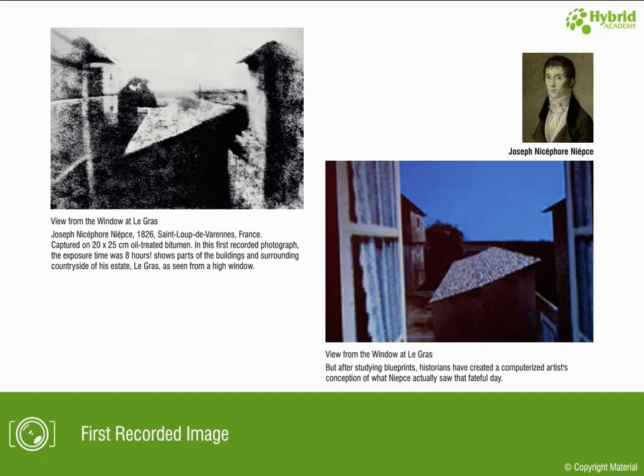The image on the right-hand side is the morphed image created by historians after studying the blueprint, conceptualizing what Joseph would have actually seen on that day.